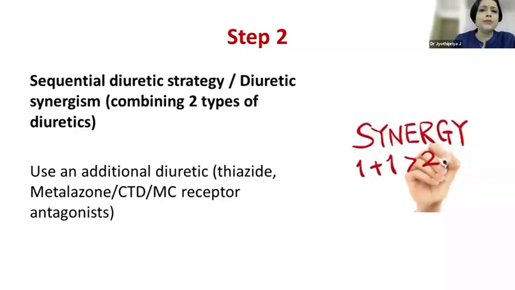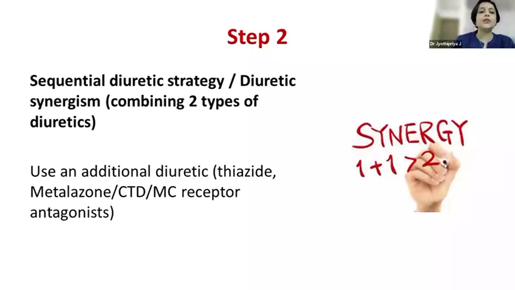Now, how to overcome this situation? Go for a sequential diuretic strategy. Combine two types of diuretics, that is, two different diuretics acting on two different segments of the nephron. So this is otherwise called diuretic synergism. See, synergy is like, in maths, 1 plus 1 is equal to 2, but here it is having an effect more than 2. So some sort of sequential diuretic strategy will be helpful.